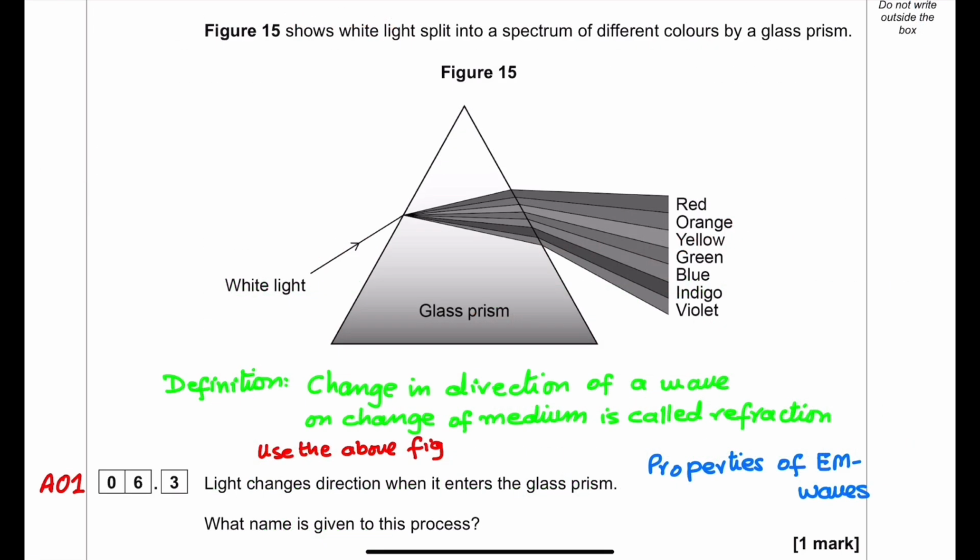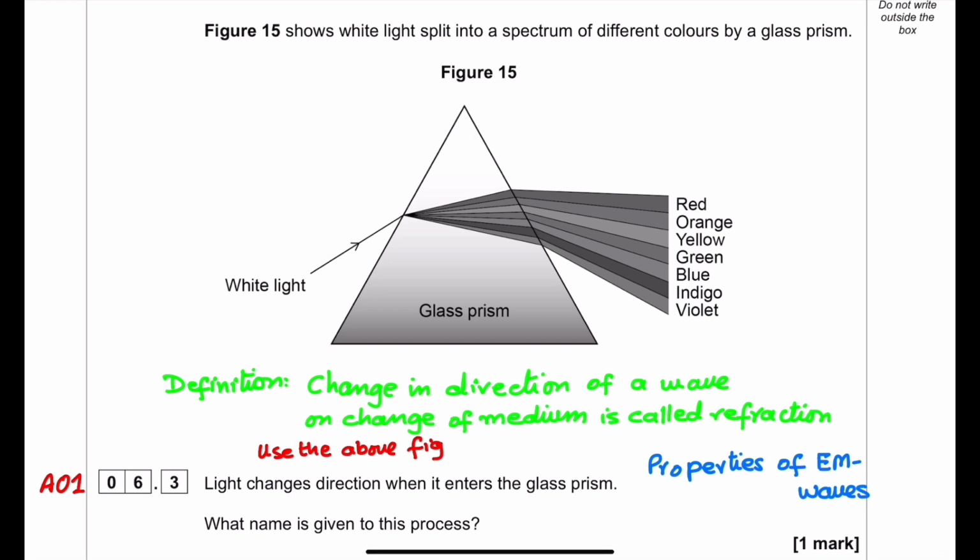Figure number 15 shows white light split into the spectrum of different colors by a glass prism. You can see here white light is entering the prism and it splits up into different colors. 6.3 is an AO1 question, and this question is from the properties of EM waves. Light changes direction when it enters the glass prism. What name is given to this process?